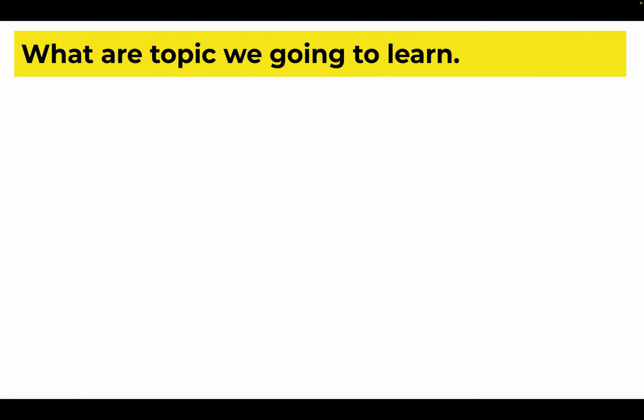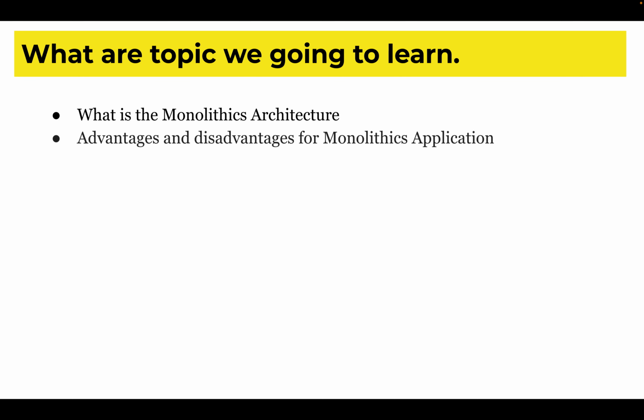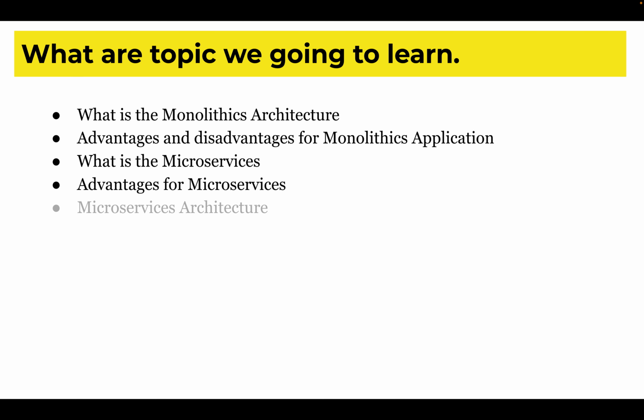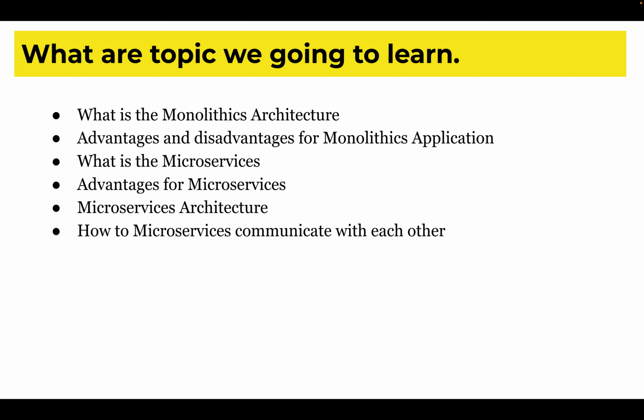So let me go through some topics which we will discuss in these videos. We need to discuss what the monolithic architecture is before jumping to microservices. Second, we need to discuss the advantages and disadvantages of monolithic applications. Same for microservices: what they are, and their advantages and disadvantages. And then how microservices look, what the architectures are, and how microservices communicate with each other.